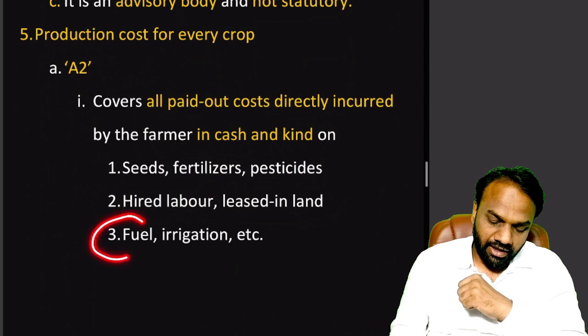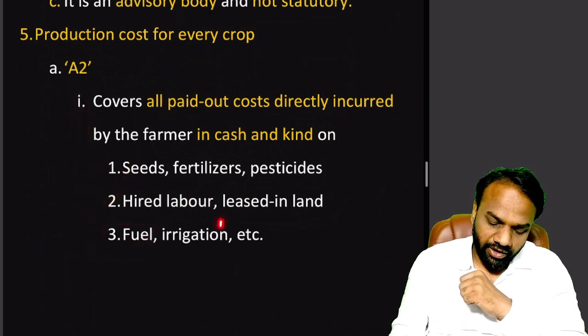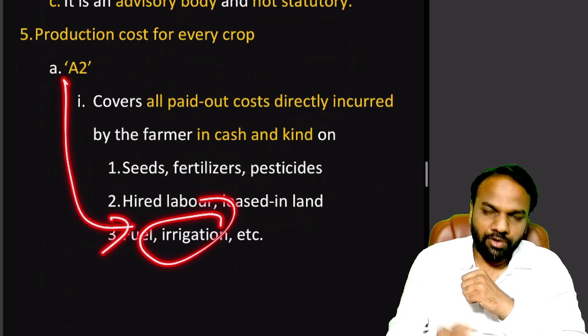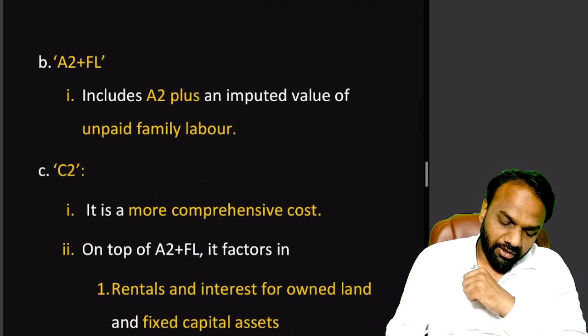Next, the amount that you spend on fuel, that is diesel, petrol, etc., and on irrigation. All of them are included under A2.